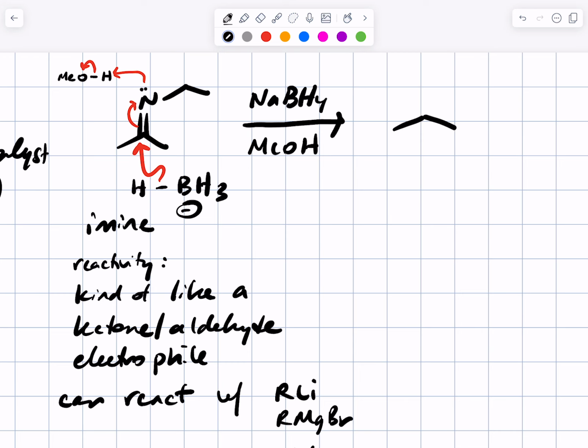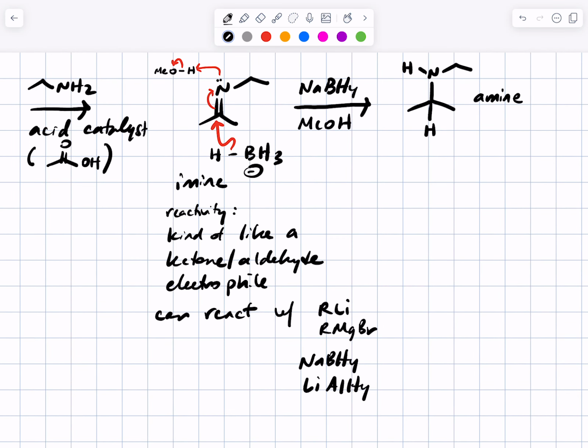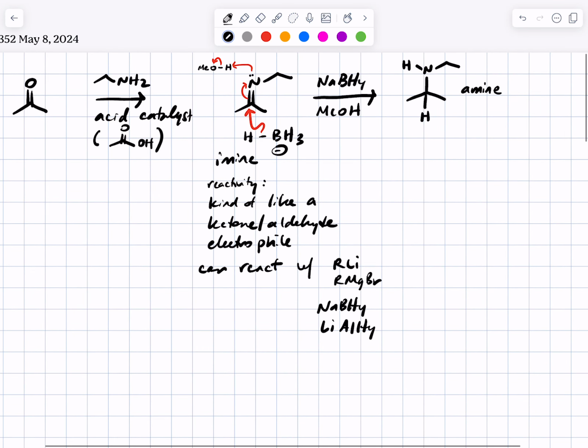But the effect is that we have reduced the imine to its amine form. Okay? So this is a convenient way to make regular amines. You start with a ketone, you add a primary amine, and then you reduce the corresponding imine to give you the amine.